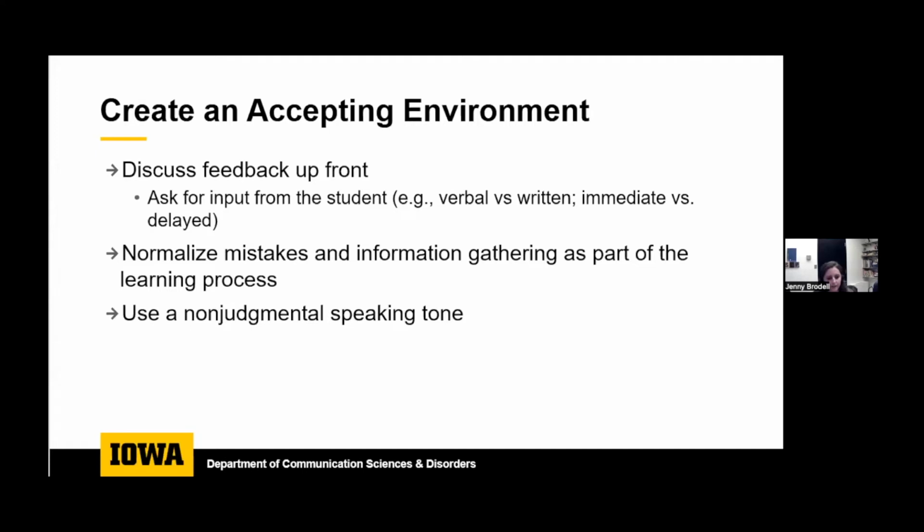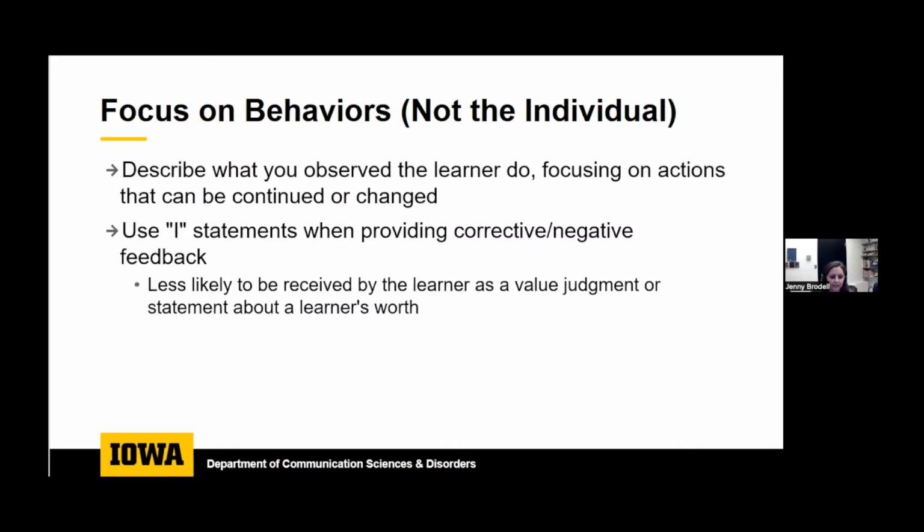Another component in creating an accepting environment is building rapport and thinking about how you address individuals when providing feedback. So trying to use a non-judgmental speaking tone while focusing on the task rather than the individual. And that leads into the next consideration for feedback I'm going to discuss.